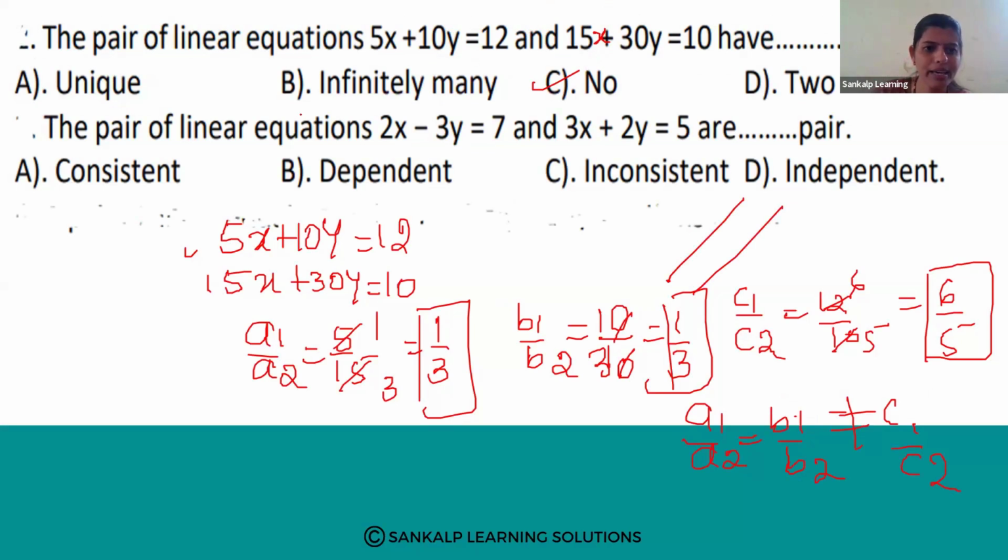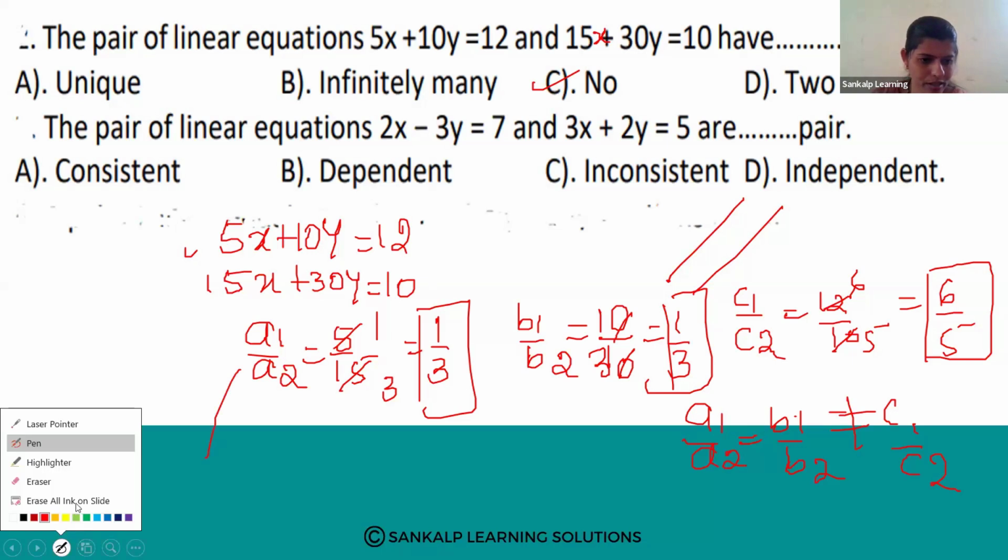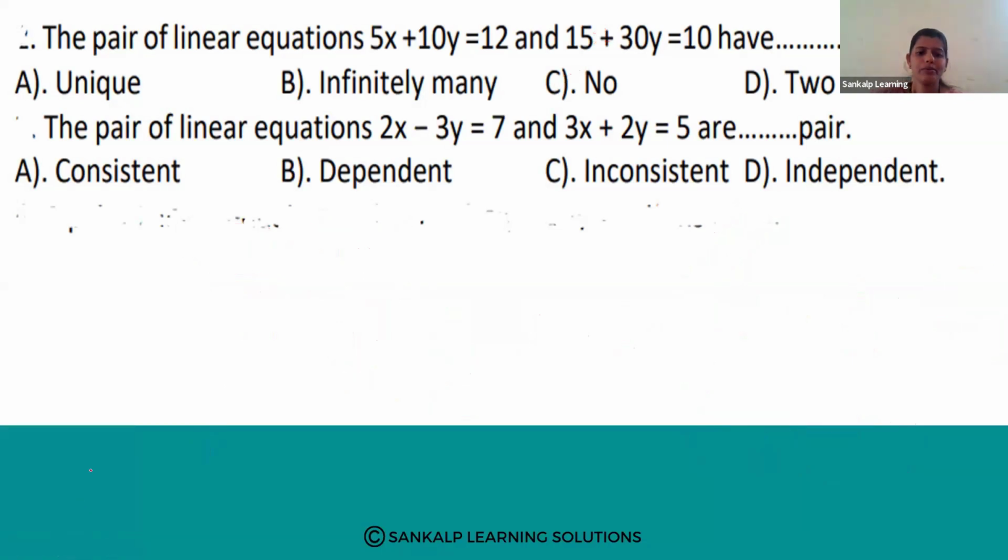Another question is that the pair of linear equations 2x minus 3y is equal to 7 and 3x plus 2y is equal to 5. Is it consistent or dependent or inconsistent or independent? Which type of pair will you get? 2x minus 3y is equal to 7 and 3x plus 2y is equal to 5.